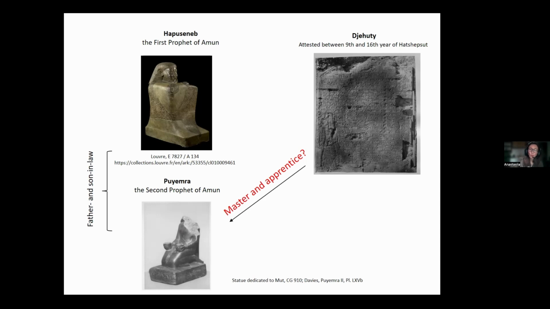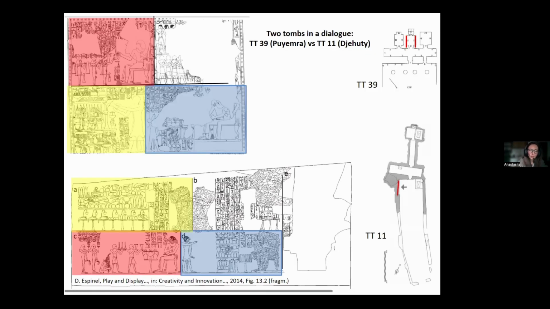Jehuti and the first prophet of Amun Hapuseneb seem to be of the same generation. And we know that Puimra was married to Hapuseneb's daughter. So if we consider this possible, that Puimra was younger than Jehuti, can we think of a master-apprentice relationship between them? This relationship is visible in a dialogue between their tombs too.